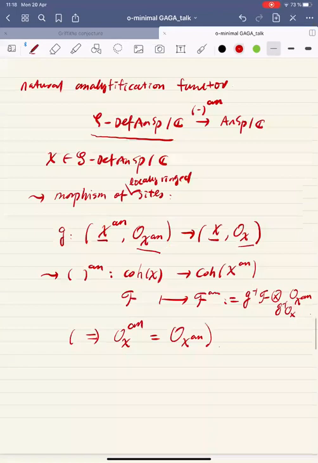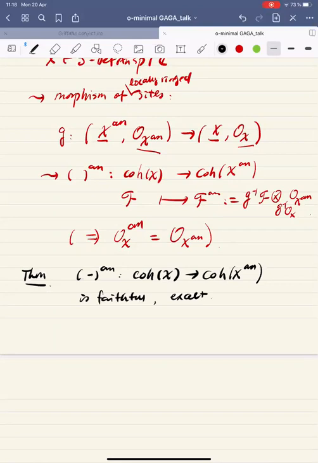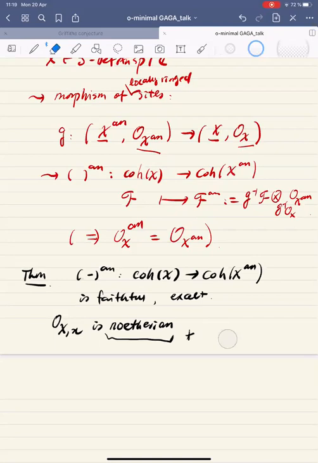The theorem is that this functor is faithful and exact for any definable analytic space. The proof relies on the following two facts. First, the local ring of the structure sheaf of each definable analytic space is Noetherian. The proof of this uses the definable version of the division theorem. And the second is that if we take the completion of this local ring, it is canonically isomorphic to the completion in the analytic topology.